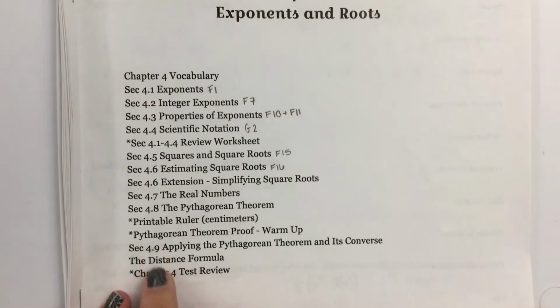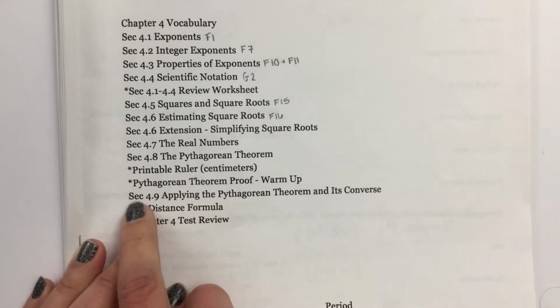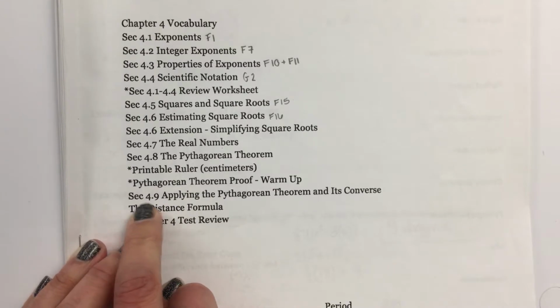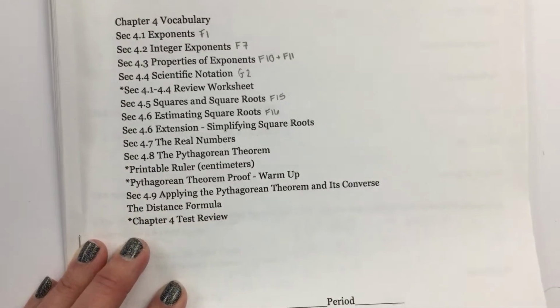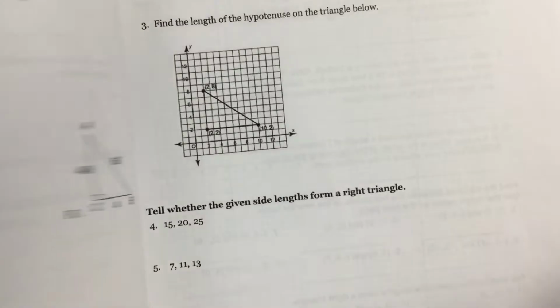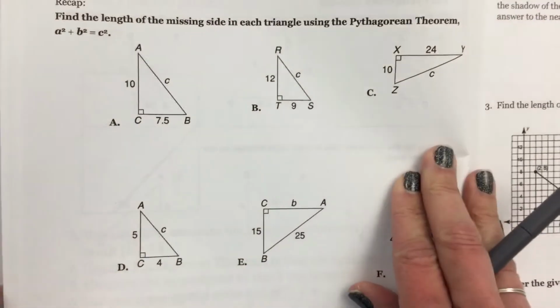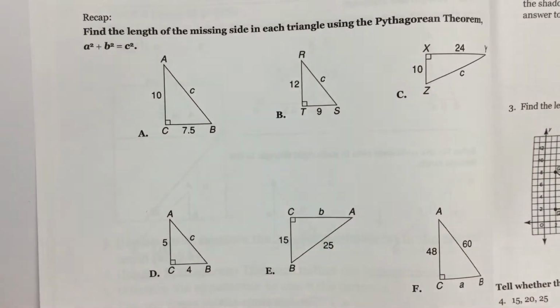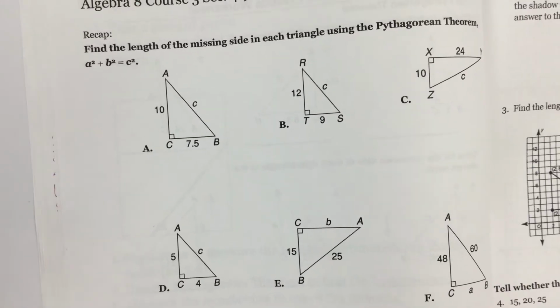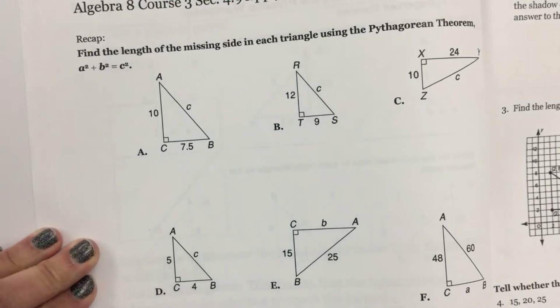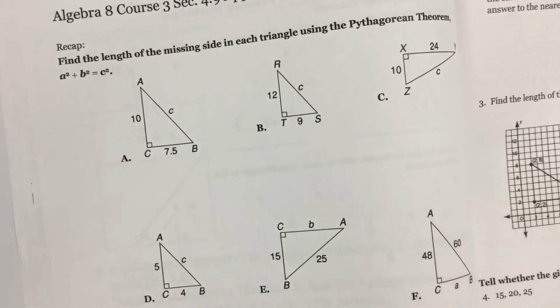Okay, Algebra 8, we are doing one of the last sections in here. This is applying the Pythagorean theorem and its converse, section 4.9. So I'm going to do just a couple of these problems, and then we're going to move on to proving whether a triangle is a right triangle or not.